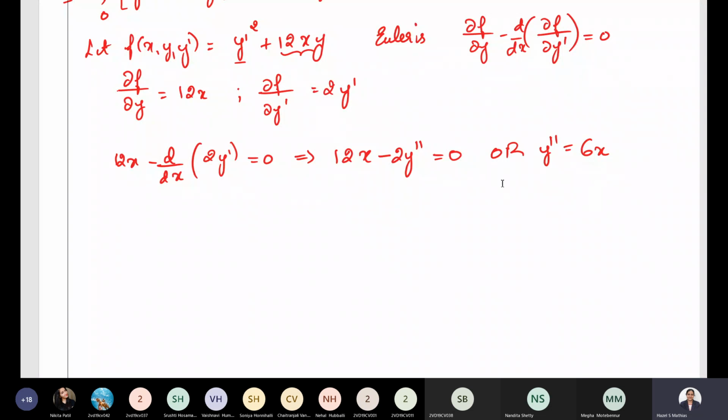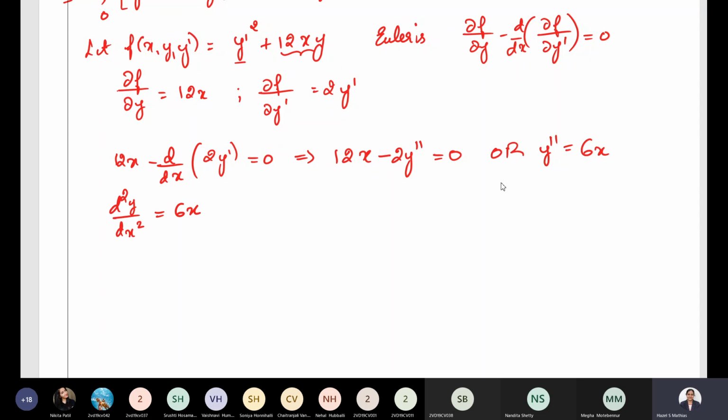Unlike in the previous case, where the equation was a second order differential equation and we had to find its solution to get the value of y, here it is not that case. Here it is very easy. The y double dash is given. What is y double dash? y double dash is nothing but d square y by dx square equal to 6x.